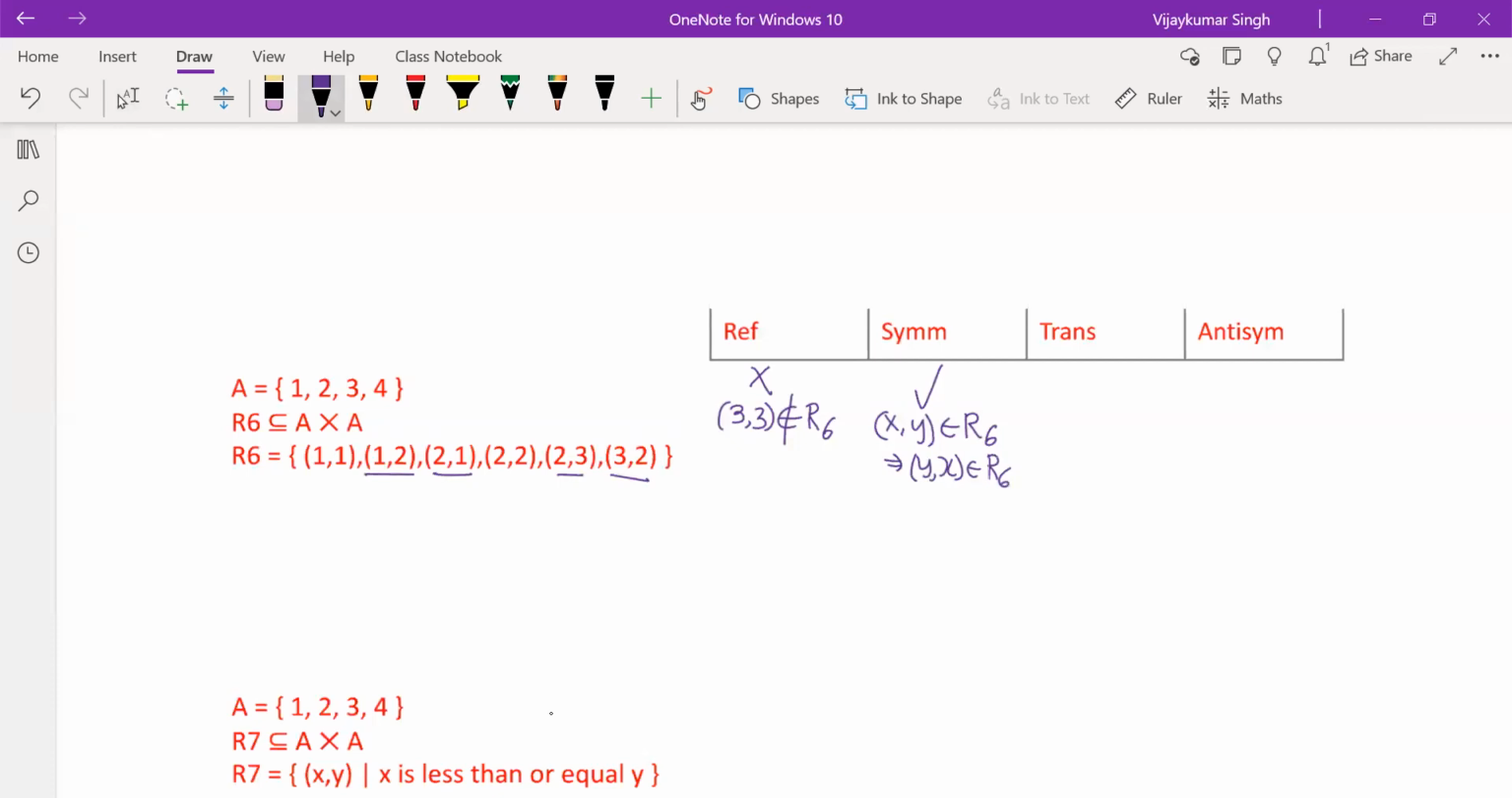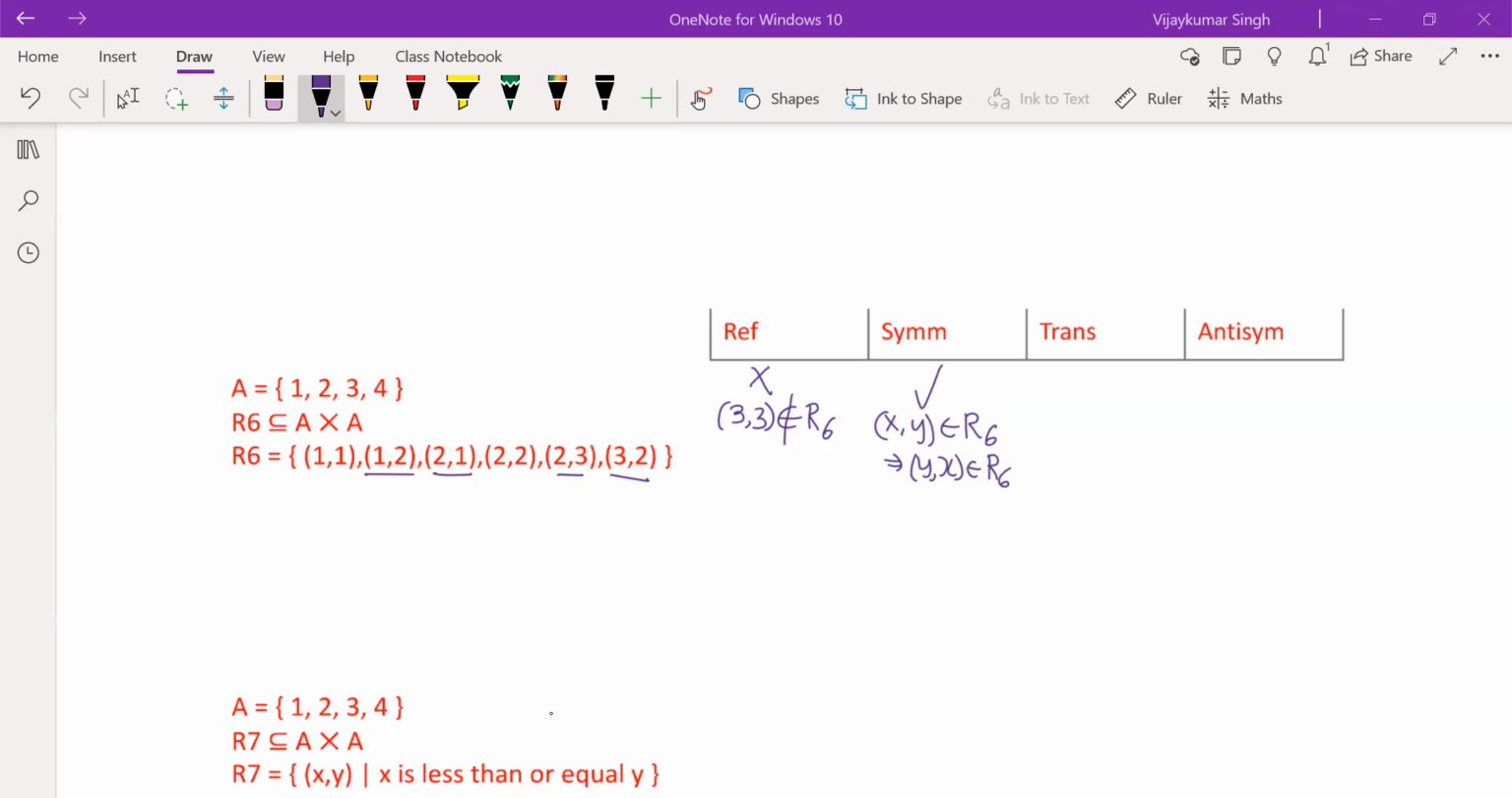So 1 is related to 1 and 1 is related to 2. Therefore, 1 is related to 2. Now let's see, 2 is related to 3 and 3 is related to 2. All right. So it is symmetric. Why? Because we already checked that.